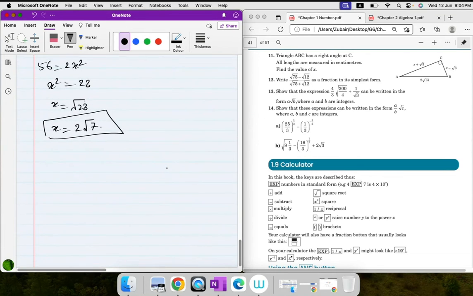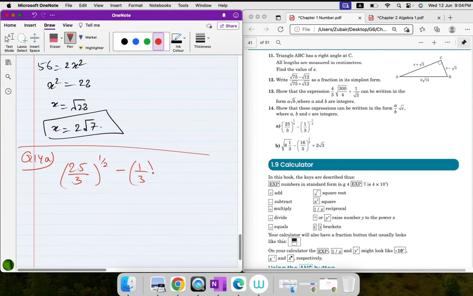Try question number 14, A and then B. 25 by 3, power is 1 by 2, minus 1 by 3, power is minus 1 by 2, and we have to write it in this form: a over b square root c.